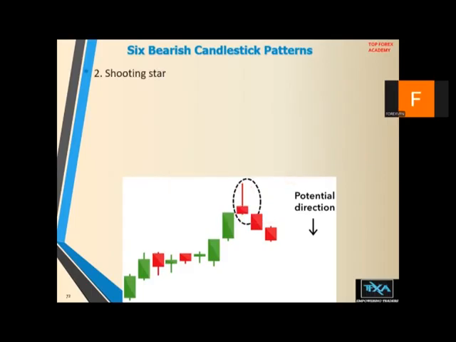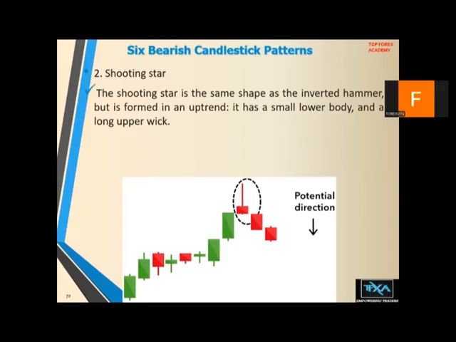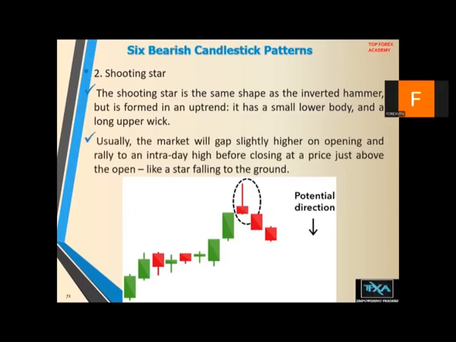The next one is the shooting star. Now the shooting star is the same shape as the inverted hammer, but is formed in an uptrend. It has a small lower body and a long upper wick. Usually, the market will gap slightly higher on opening and rally to an intraday high before closing at a price just above the open, like a star falling to the ground.